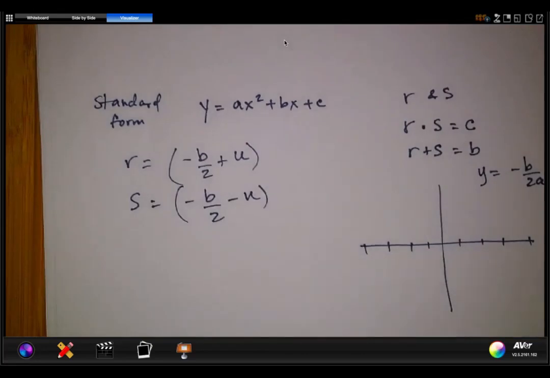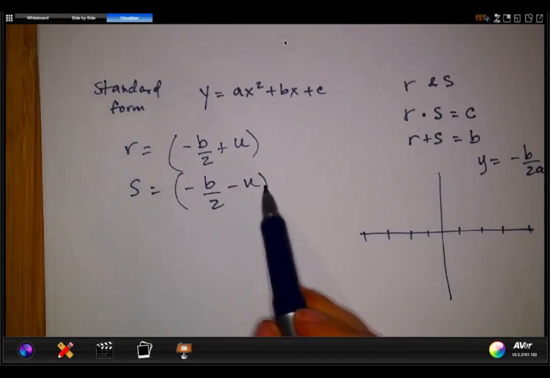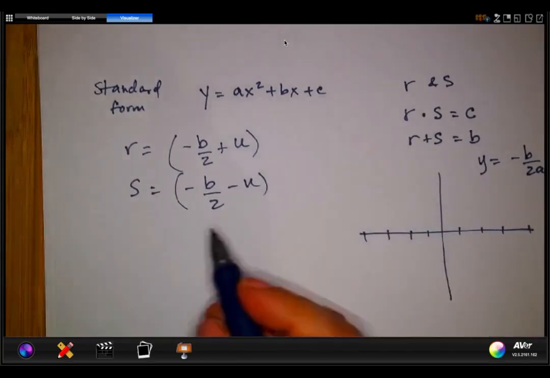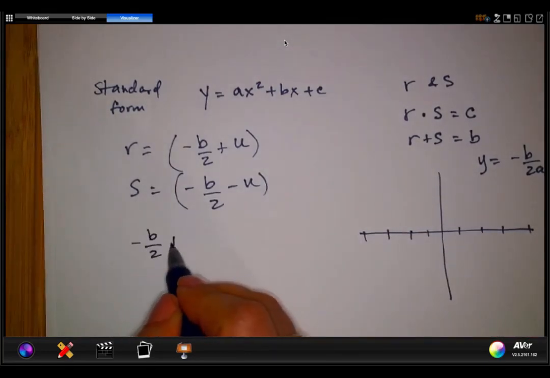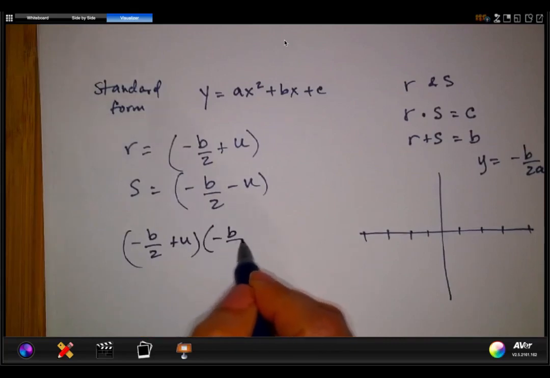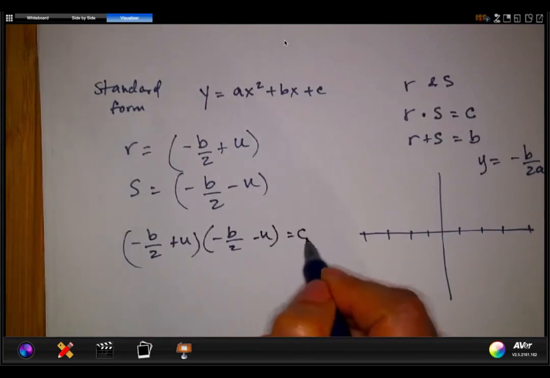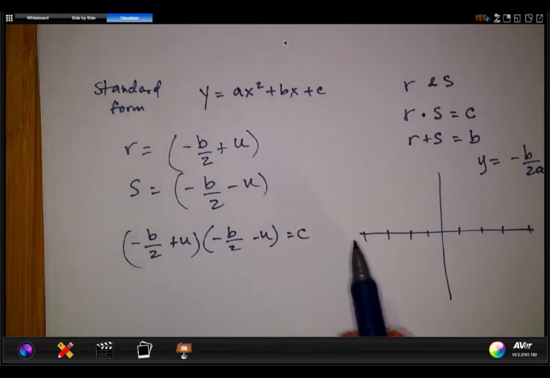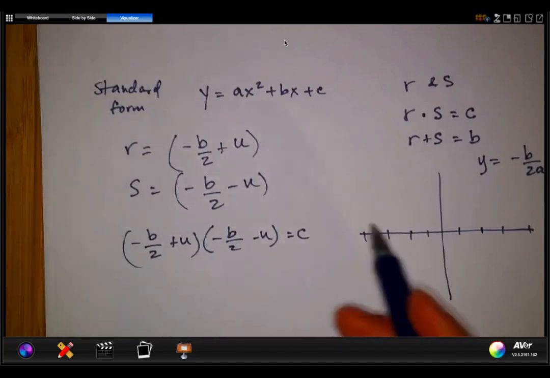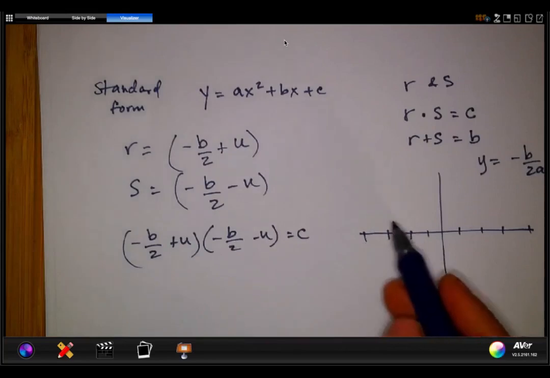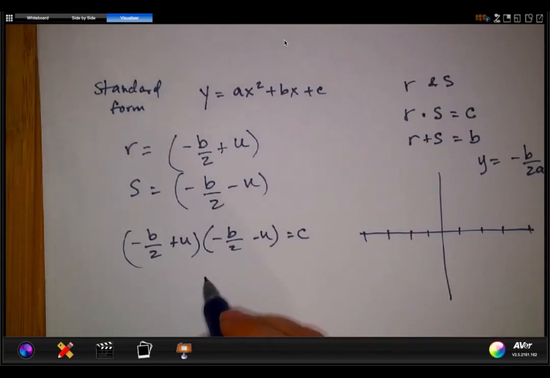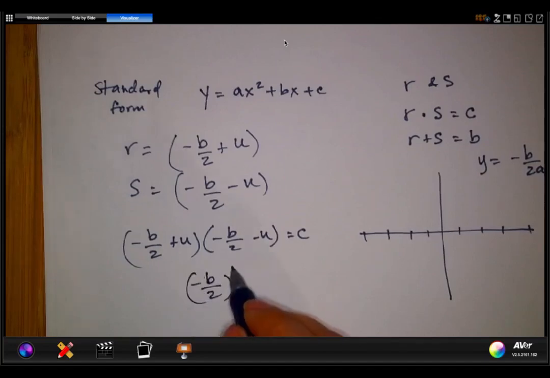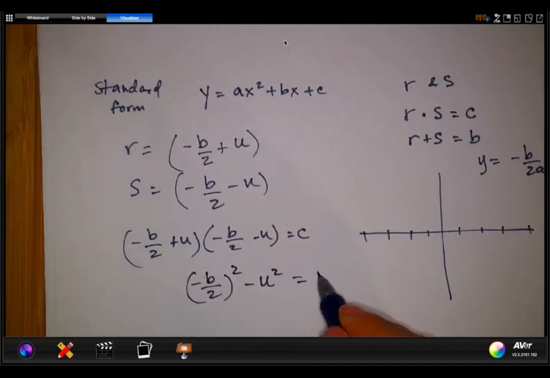Okay, so the product of the two numbers, we know, has to be equal to c. So we have negative b over 2 plus u times negative b over 2 minus u equals c. So here we have the sum and the difference of two binomials. So the two middle terms cancel out when we multiply, and we get the difference of the two squares. So that is negative b over 2 squared minus u squared equals c.